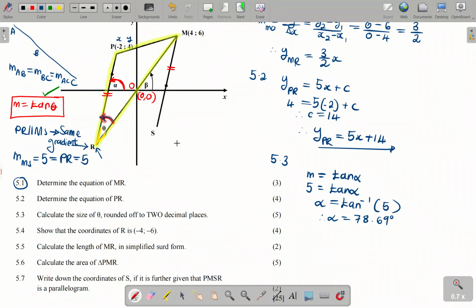So now you're not done. After finding this angle, now we have what? We have this angle. So to get to this angle, we can do what? Remember now we have 78.69 degrees. So we can find this angle here by using the sum of angles in a straight line.